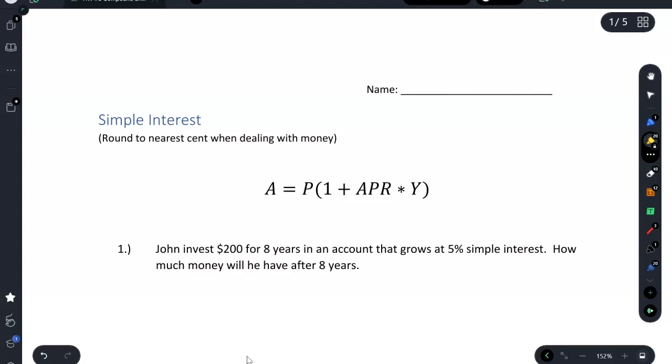Anytime we're dealing with money, let's go ahead and round to the nearest cent. I'm not going to say that for every problem, but that should just be the common value to round to when you're dealing with money.